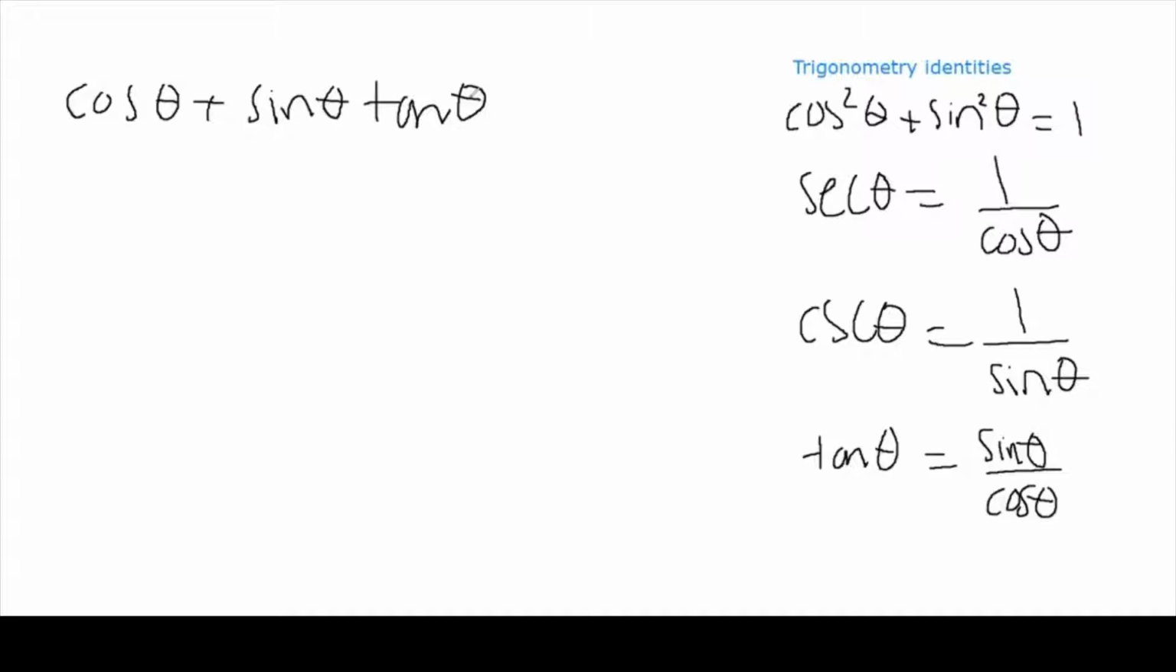The first one is Pythagorean identities, which is cosine square of theta plus sine square of theta equal to 1. The second and the third one are two of the reciprocal identities, which are secant of theta equal to 1 divided by cosine of theta, cosecant of theta equal to 1 divided by sine of theta, and the last one is quotient identities, which is tangent of theta equal to sine of theta divided by cosine of theta.